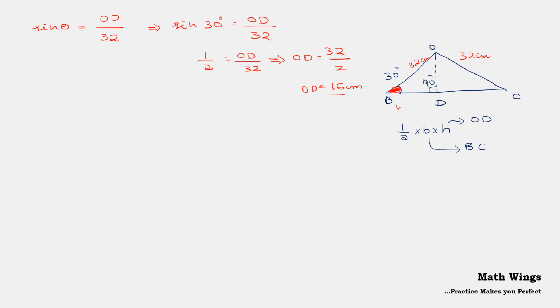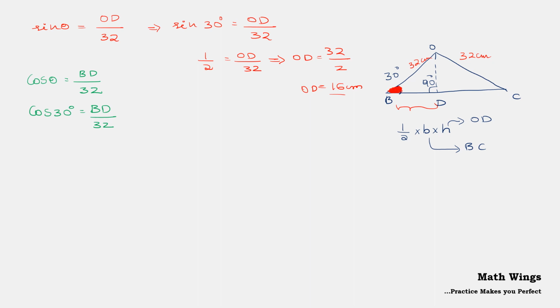Now, how can we find BD? BD is adjacent to angle 30 degree. Therefore, how can we find it? By cos theta. So, what is cos theta? Cos theta is equal to adjacent BD divided by hypotenuse 32. So, this implies that cos of 30 degree is equal to BD by 32.